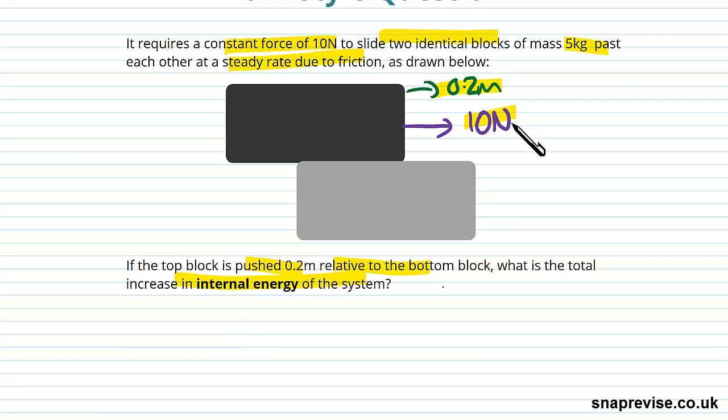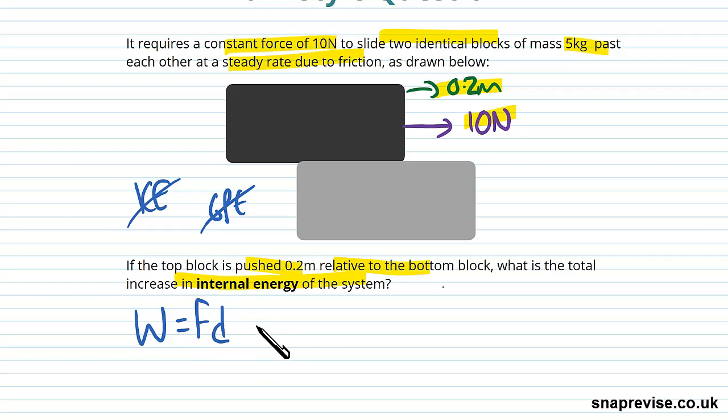What's happening here? We're moving at a constant speed, so there's no transfer of energy to or from KE. There's no potential energy, so we don't need to think about GPE. So no kinetic energy is going away, and there's no gravitational energy at play. So we just have this work being done. Work done is force times distance, remember, so F D. So it's 10 newtons times 0.2 meters, which is 2 joules of energy.